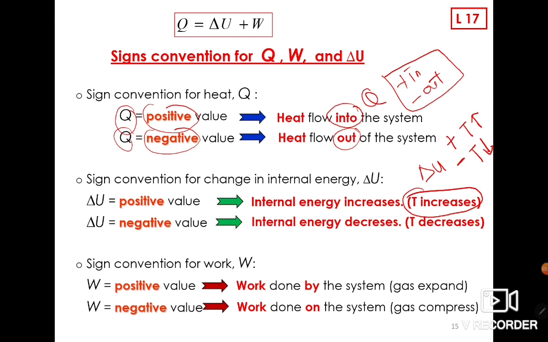Now for work. Work positive means work is done by the system, or the gas will expand. Work negative means work is done on the system. So for W, positive means by, negative means on. By means expand. On means compress.